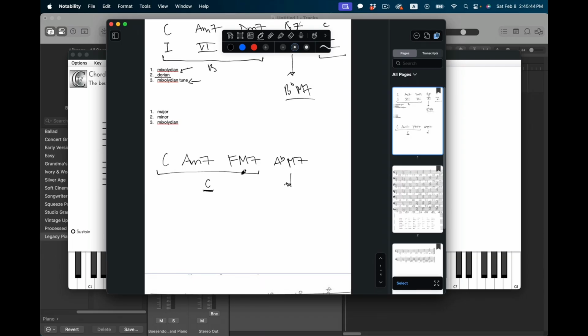So that's why it's so important when you're composing to not only think about what mode you want your piece to be in, you also have to think about what mode your piece sounds like it's in.